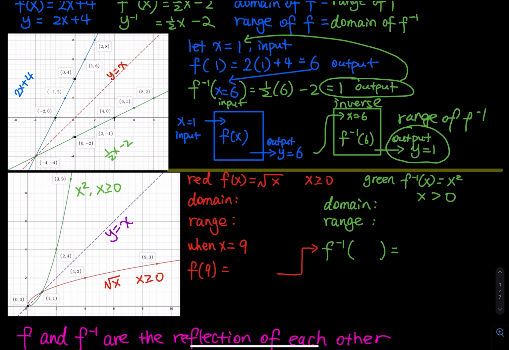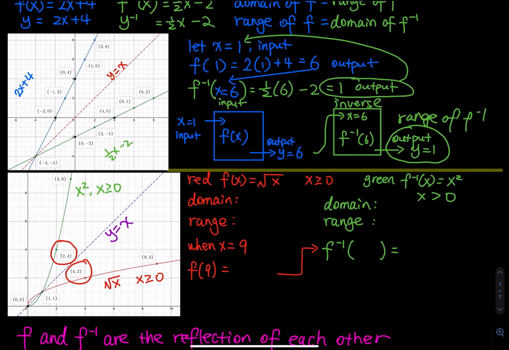Let's take a look at the points. The first point is 0, 0, and then the second point is 1, 1. These points are not that interesting because it doesn't matter how you swap them. You still get 0, 0, and 1, 1, right? So this is the point that you have to look at: 4, 2, and 2, 4.